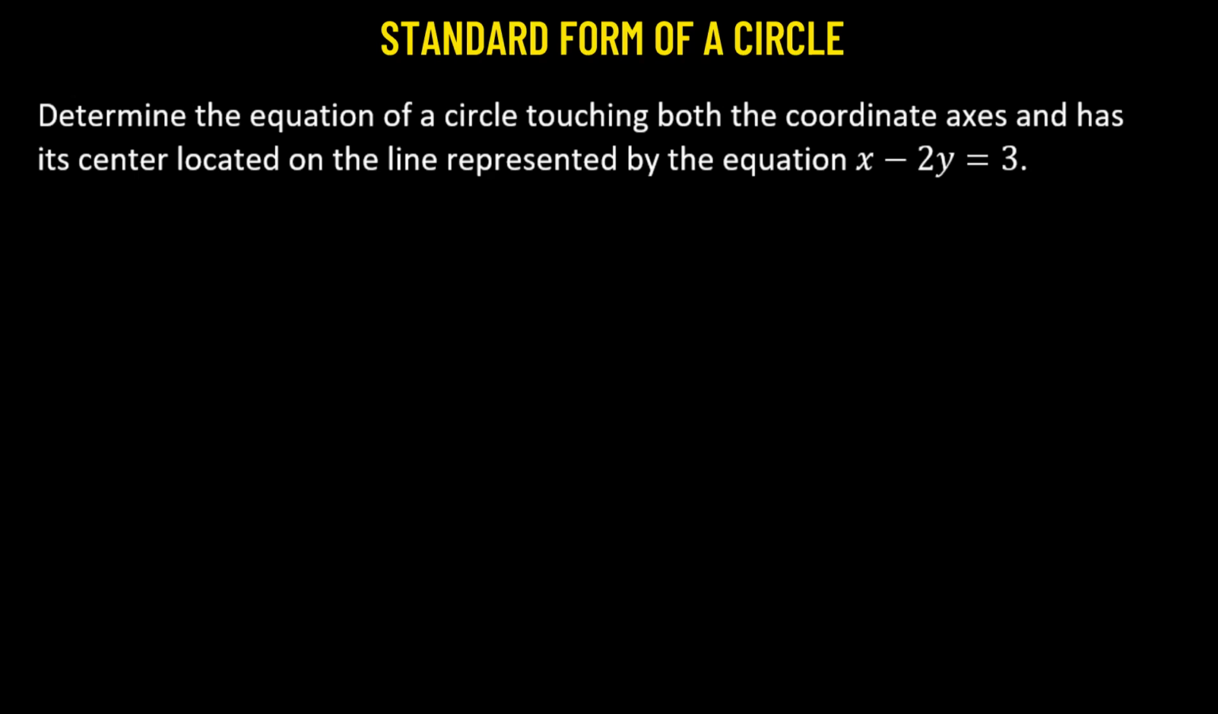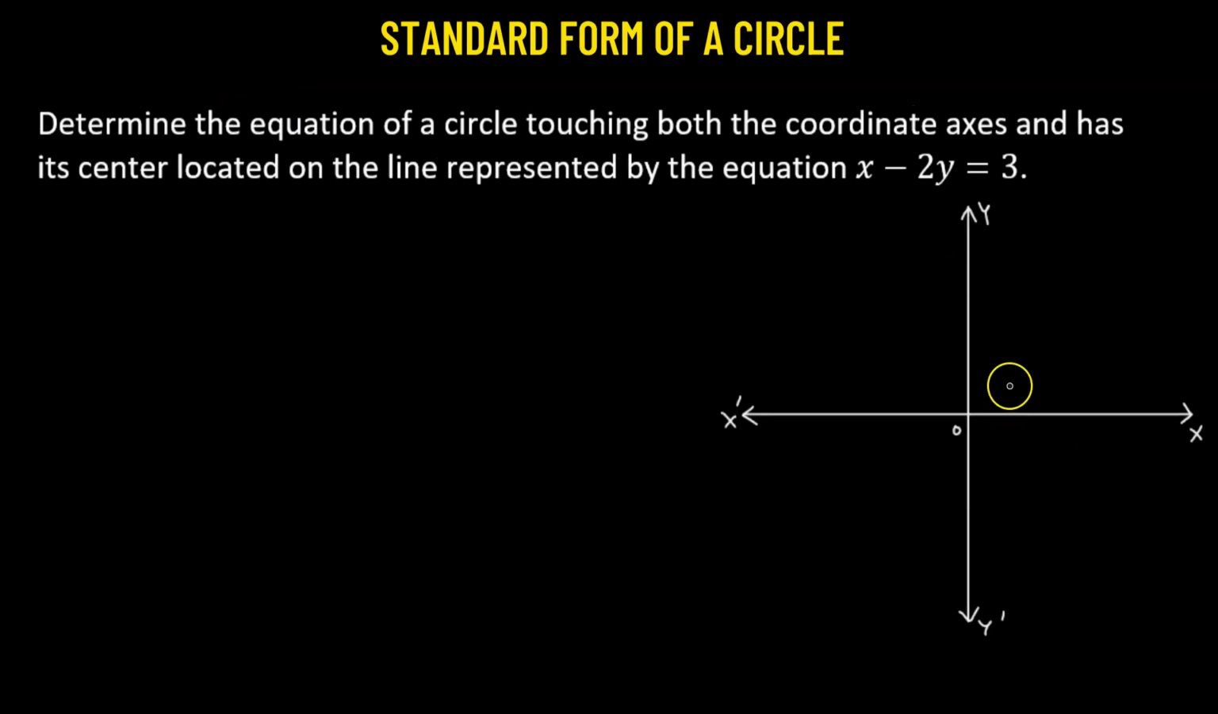So in this problem, we need to determine the equation of a circle which is touching both the coordinate axes and has its center located on the line represented by the equation x minus 2y equals 3. So let's try to first understand the problem graphically.